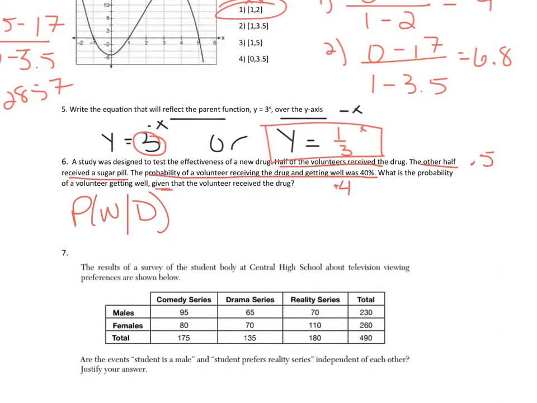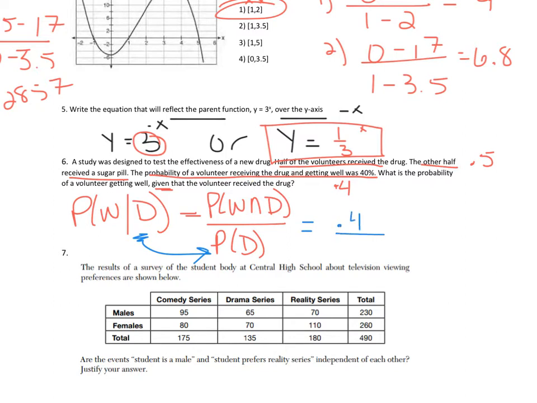So we have a given probability, which is a conditional probability, which means that we need our conditional probability formula, which is probability of wellness and drug over the probability of a drug. Remember that whatever is here is what's on the bottom, whatever letter. So do they tell us the probability of getting well and having the drug? They do. The probability of a volunteer receiving the drug and getting well is 40. So I'm going to put 40% up here. And then the probability of just getting the drug, well, we know that half of the volunteers received the drug and the other half received a sugar pill. So that's 0.5. And when I divide those two things, I will get a value of 0.8.